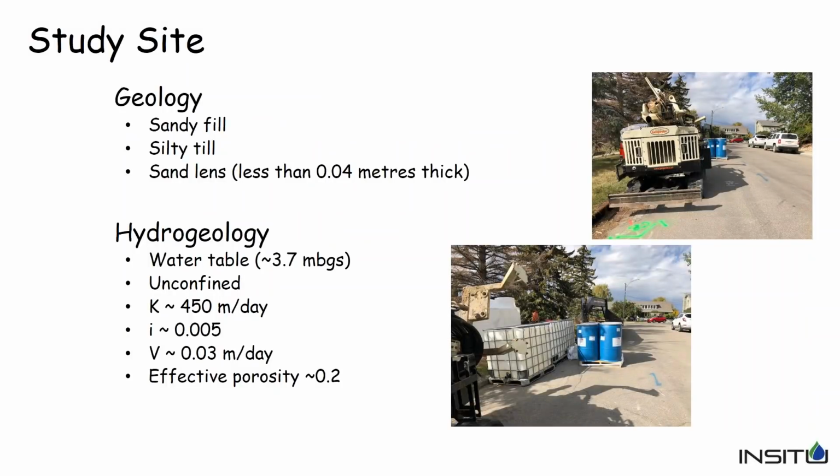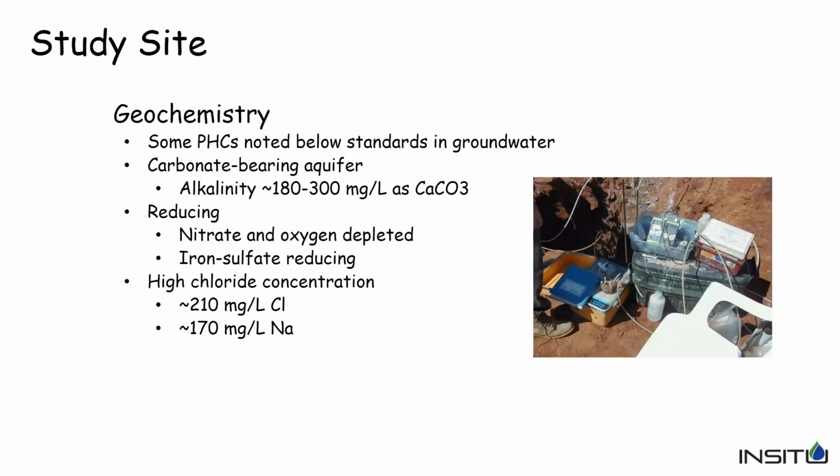The geology was a sandy fill overlying a silty till, with some sand lenses present. The water table was about 3.7 meters, or about 11 feet, below surface, in an unconfined aquifer with fairly high hydraulic conductivity, but a fairly low gradient, resulting in a low groundwater velocity of about 3 centimeters per day, or 1 inch per day. It was a carbonate buffered aquifer. We had no nitrate or oxygen present, iron and sulfate reducing, which is typical of these plumes. Since it was in an urban, industrial area, we did have some salt present in the groundwater.